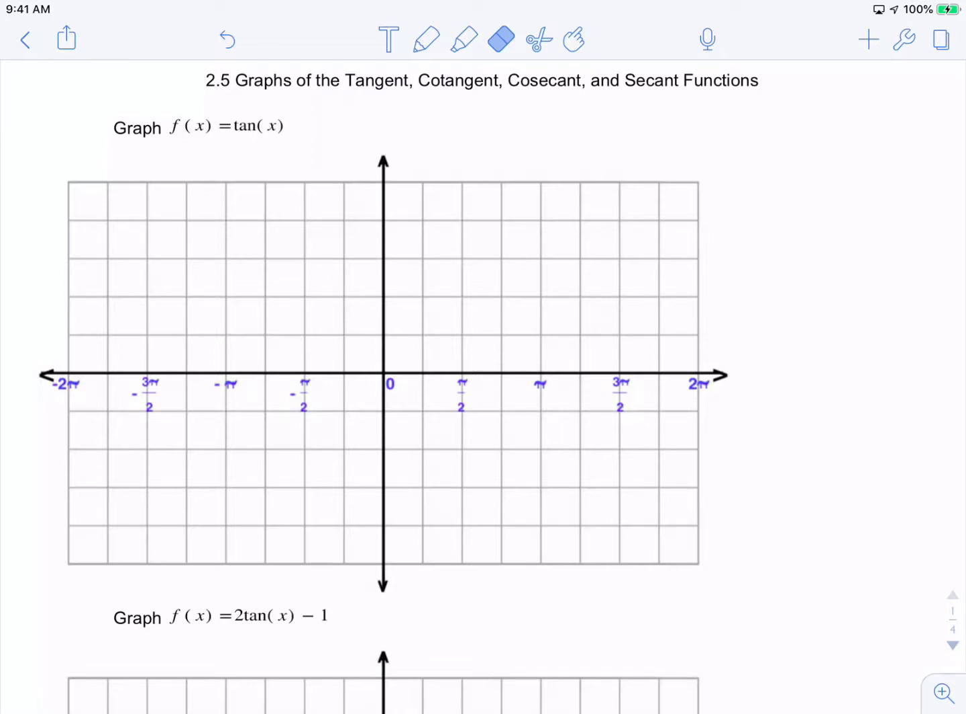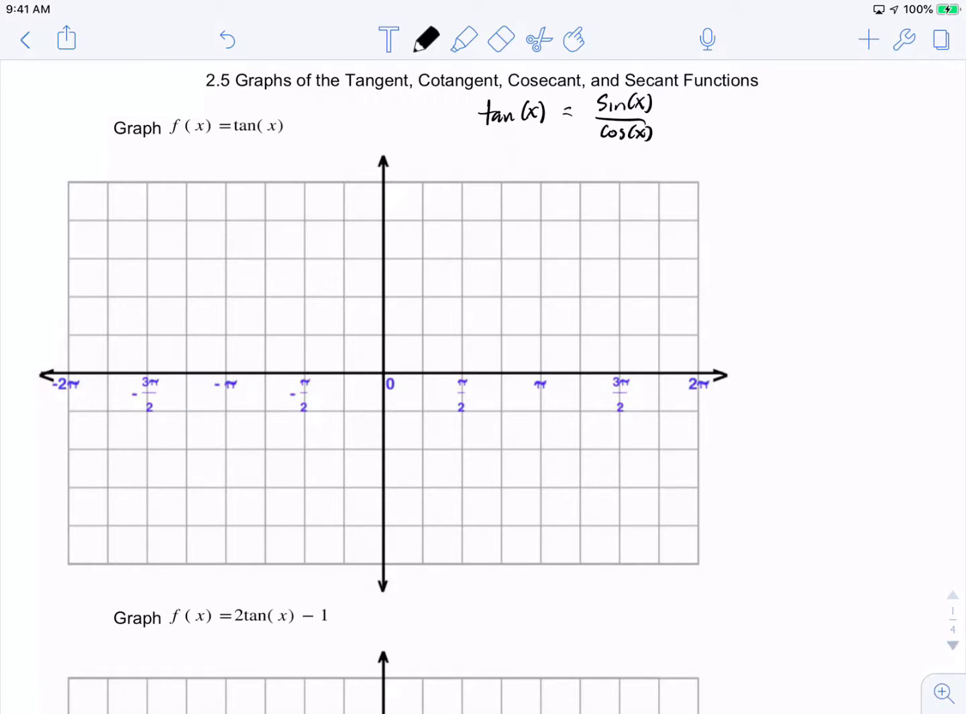Hello class, today we're going to cover section 2.5, graphs of tangents, cotangents, cosecants, and secant functions. So the first function that we're going to graph is the tangent function. And the one thing that I want you to remember is that tangent of x really is the same as sine of x over cosine of x.